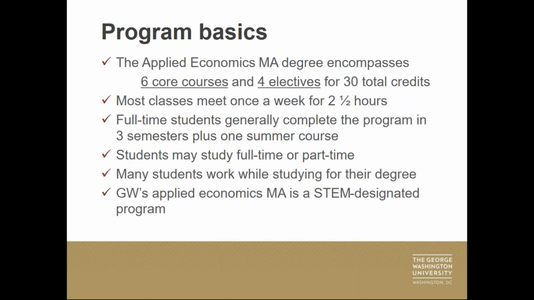The basics of the program: many of you probably already know these basics because you've been to the website, but let me just go quickly through them. We have 10 courses, 6 core courses and 4 electives, for a total of 30 credits. Most classes meet once a week for 2.5 hours. Full-time students generally complete the program in 3 semesters plus 1 summer course. You may study full-time or part-time, and about half our students are working and half are not. They're going full-time. Many are working while studying for their degree.